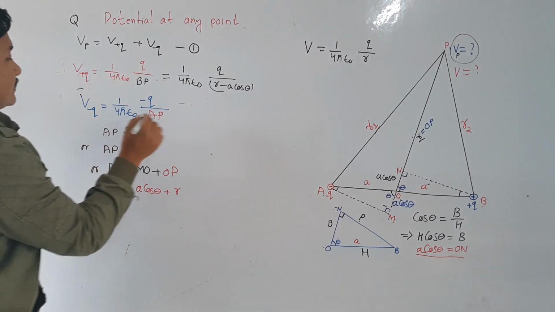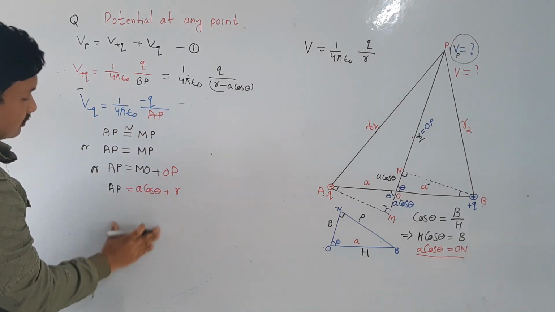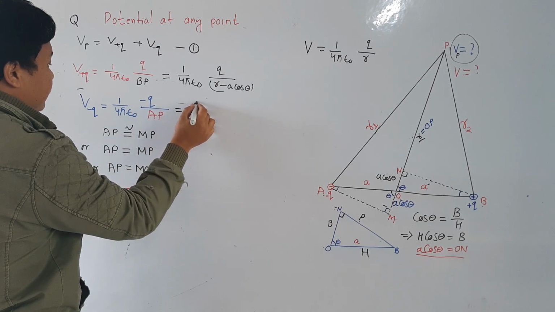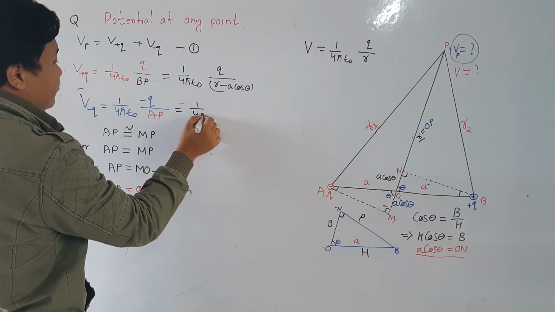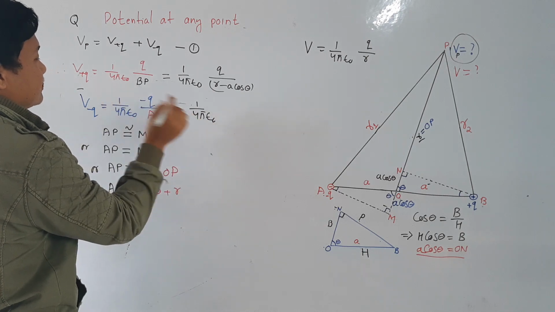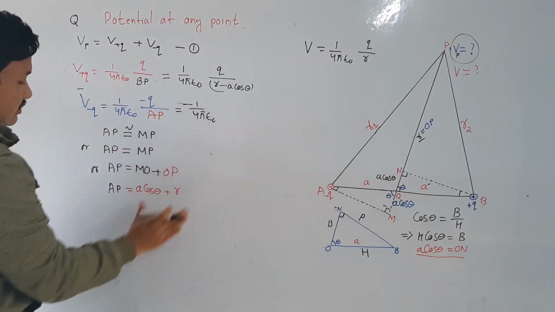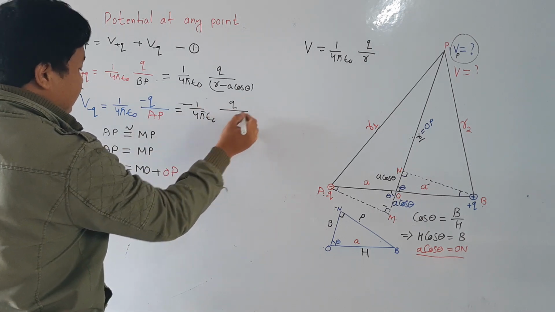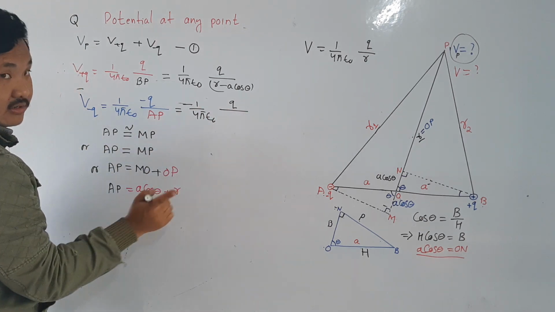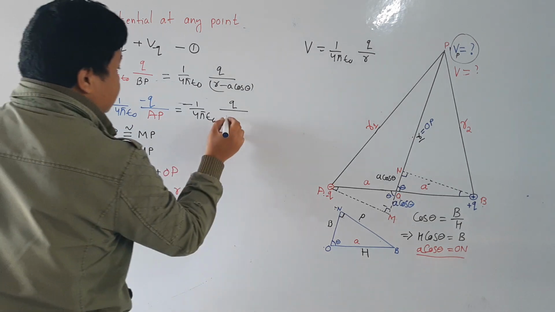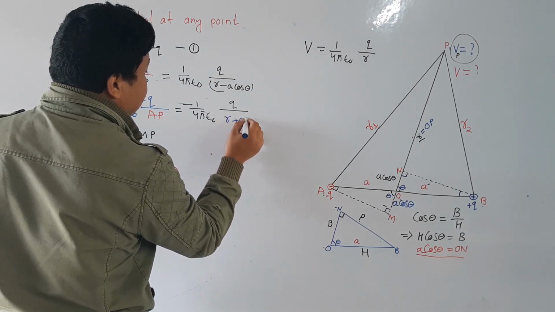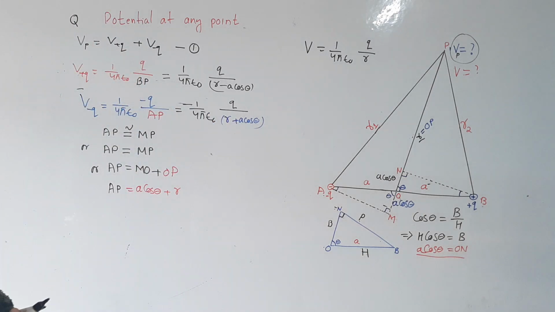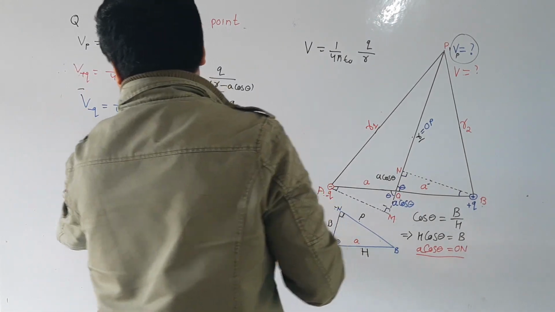So what do I get? Then you have to write below. Then this will become 1 by 4 pi epsilon naught. This minus I will take it here. This equation you have to write here. Then there will be Q divided by R plus A cos theta, I can write. So this is R plus A cos of theta.